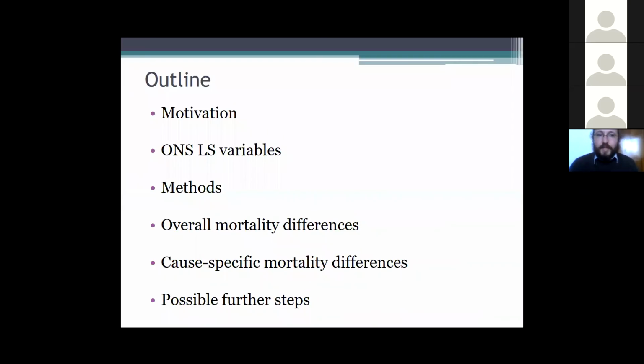I first will tell a little bit about the motivation for these two papers, about the ONS variables I used, the methods. Then I will quickly show the results of those two papers. The first, which is soon to be published in the European Journal for Population Studies, and the second, which is currently in preparation, and will then end with some possible further steps.